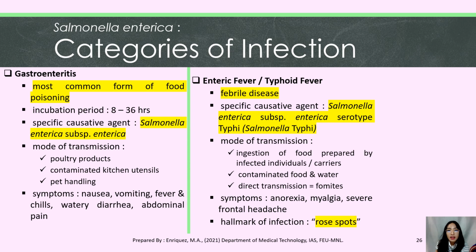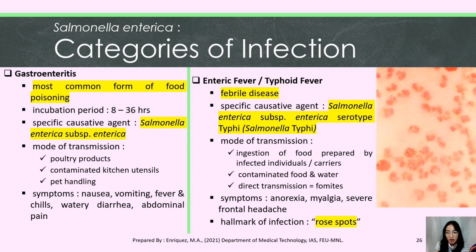And then clinical manifestations include anorexia, myalgia, severe frontal headache, and the appearance of what has been termed as rose spots, which may be seen anywhere on the patient's body, and this is usually an indication of untreated typhoid fever. Okay, so as shown here on the right, this is how rose spots would look like.